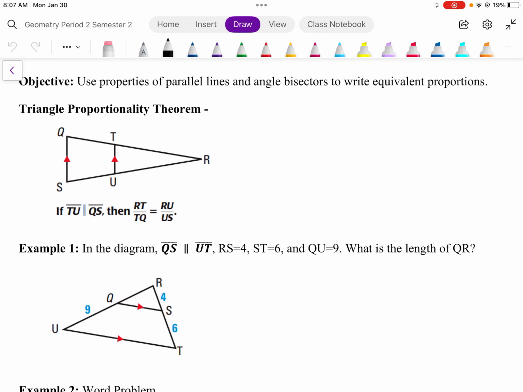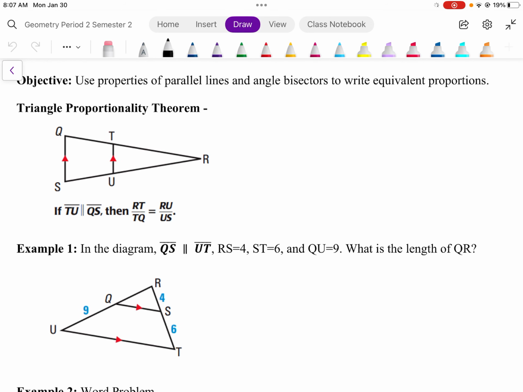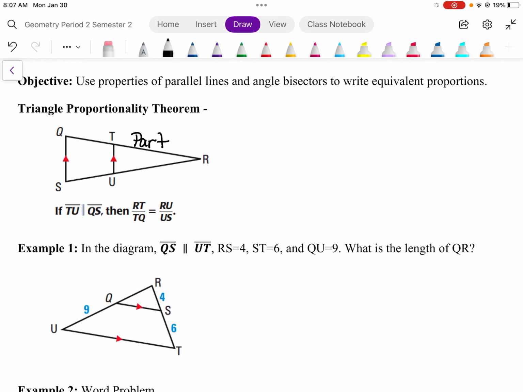when these two lines are parallel, RT, so this is going to be a part over TQ, is equal to the parts on the other side also set up as a proportion. So when we write these, we're going to have a part of the triangle over part equals part over part.